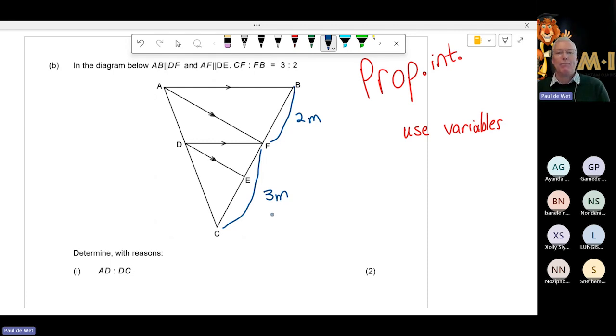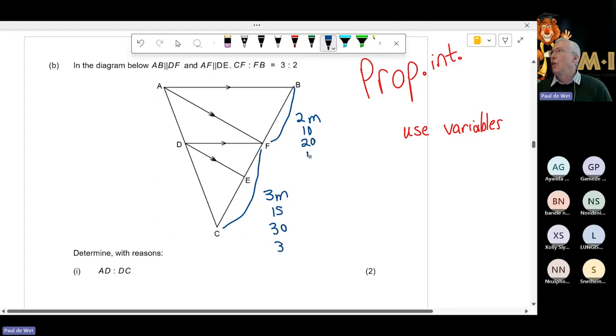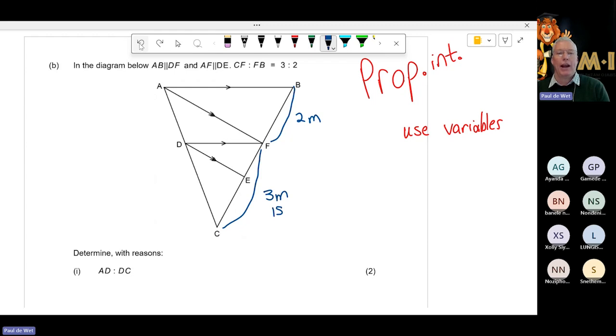Guys, this might be 15 and 10. It might be 30 and 20. It might be 3 and 2. I don't know what it is, but what I know is that ratio, that relationship between the lengths. That's why I'm using the variable. Okay, I interrupted you. Carry on, start again.